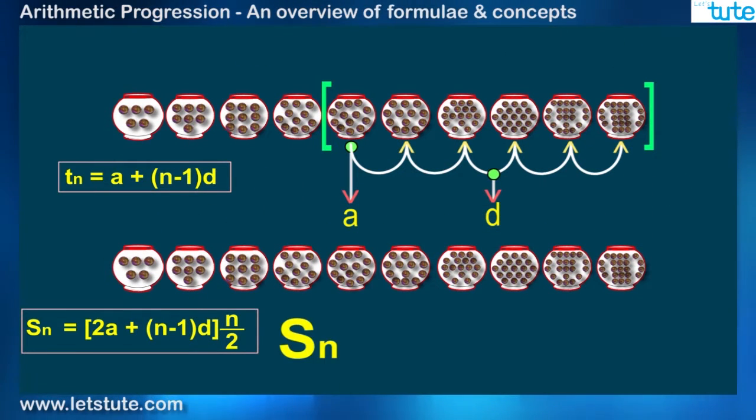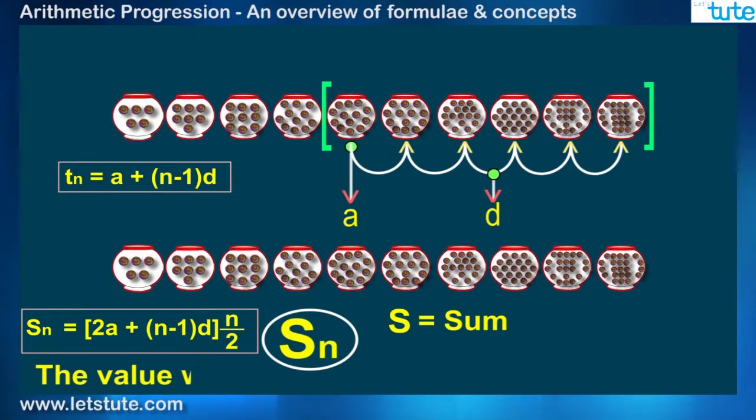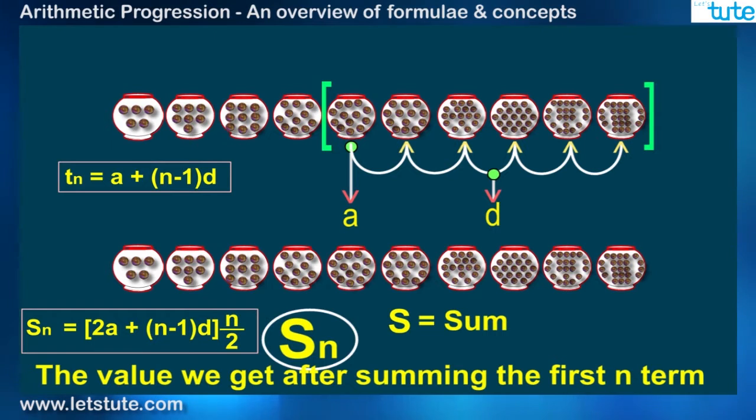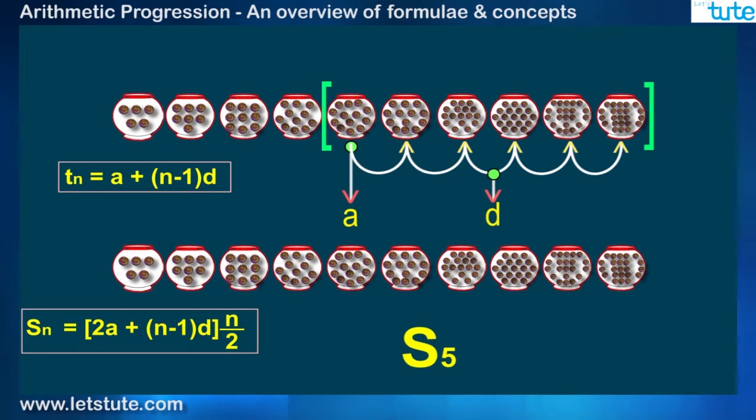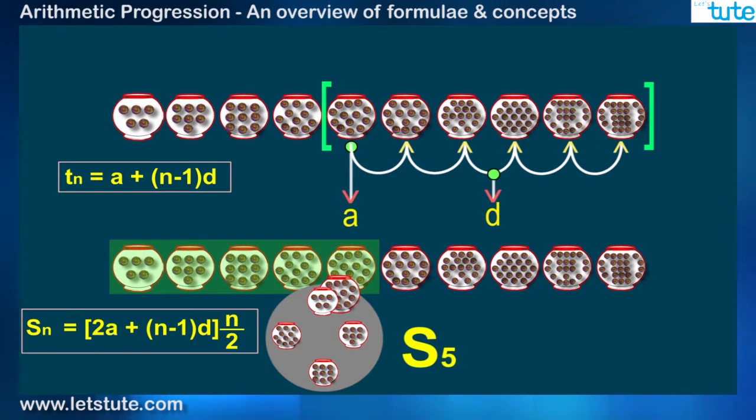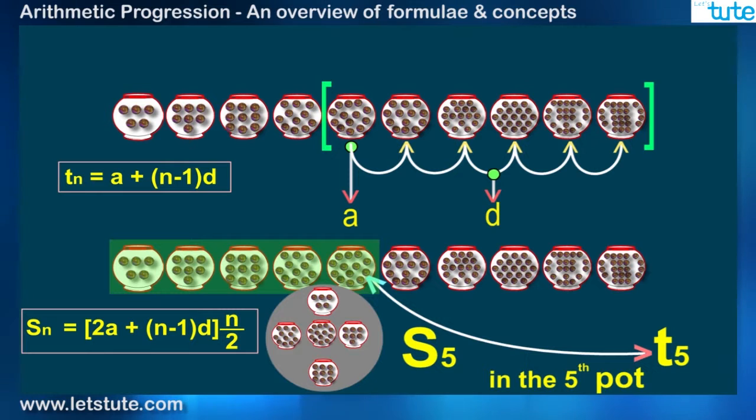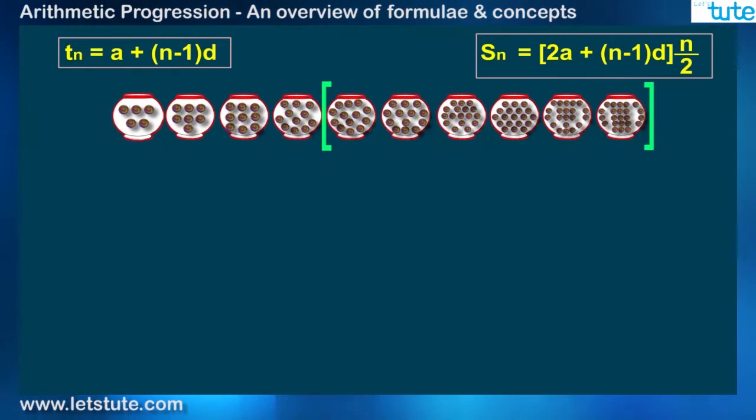Regarding Sn, here S means sum and Sn means the value we get after summing the first n terms. In our case, it is the sum of the marbles in the first n pots. If I say S5, it is the total number of marbles in the first 5 pots, whereas T5 is the number of marbles only in the 5th pot. If you have understood till now, then tell me the way you would find the total number of marbles from 5th to 10th pots, both inclusive.